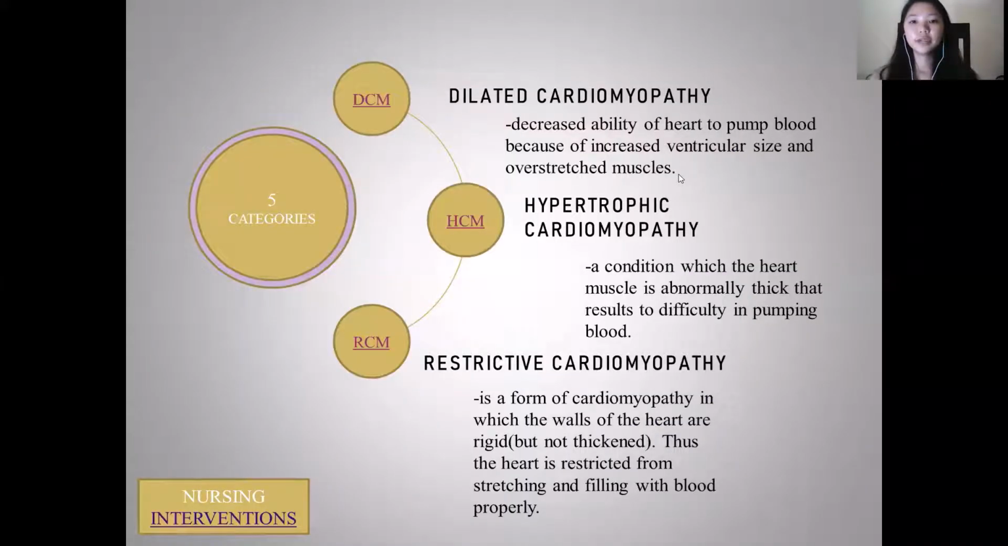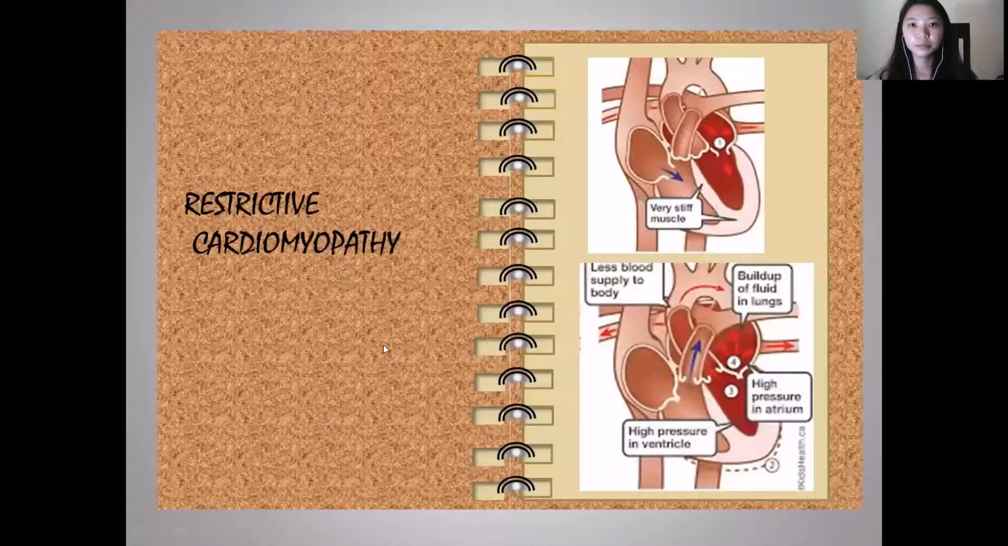Next is restrictive cardiomyopathy. Restrictive cardiomyopathy is a form of cardiomyopathy in which the walls of the heart are rigid but not thickened. Thus, the heart is restricted from stretching and filling with blood properly. Here, there is a very stiff muscle, and since there is a high pressure in the ventricle and high pressure in the atrium, and the muscle cannot manage to pump blood effectively because it's stiff, it results in less blood supply to the body and buildup of fluid in the lungs.